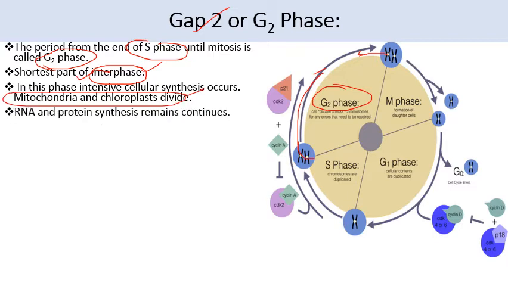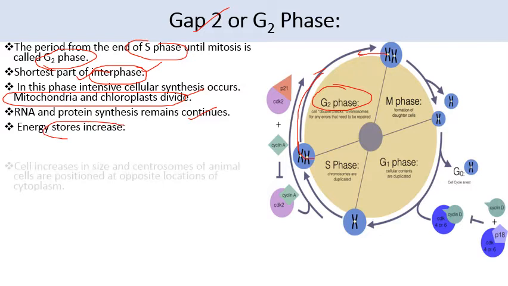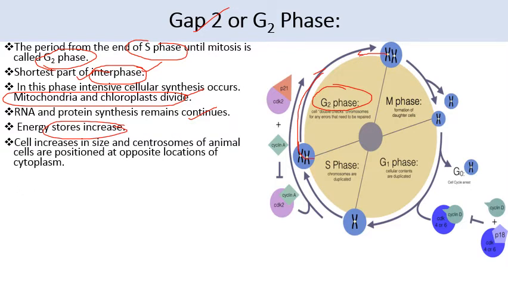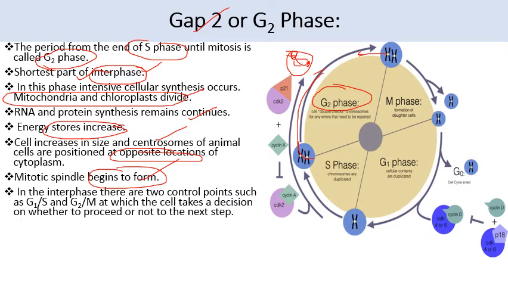RNA and protein synthesis remain continuous. Energy stored increases. Cell increases in size, and centrosomes of animal cells are positioned at opposite locations of the cytoplasm. The centrosomes in the cell start arranging toward opposite poles. That helps in formation of aster and spindle fibers. Mitotic spindle begins to form. In the interphase, there are 2 control points, such as G1 to S checkpoint and G2 to M checkpoint, at which the cell takes a decision on whether to proceed or not to the next step.